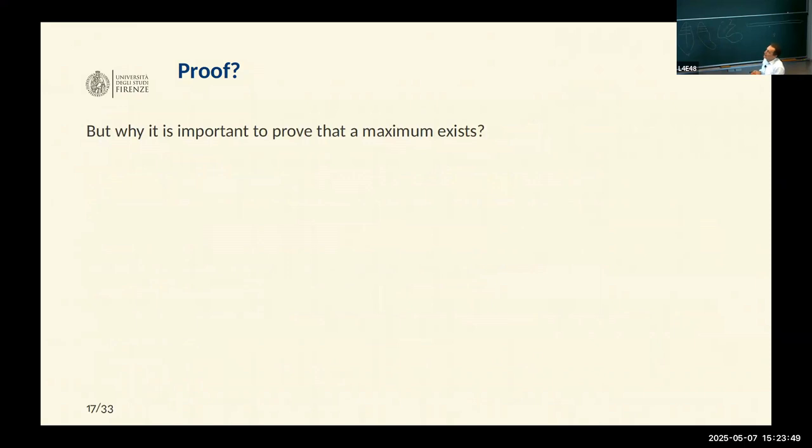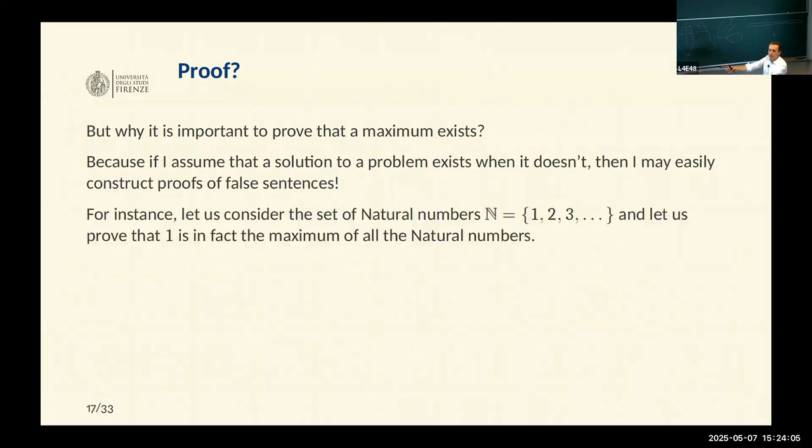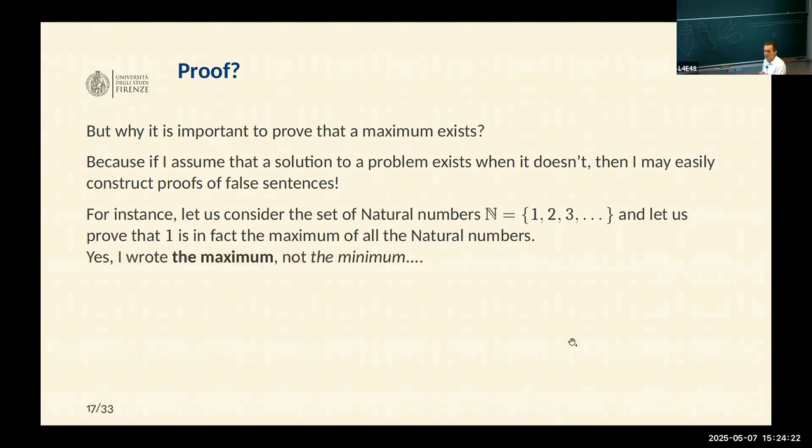Okay, but why is it so important to prove that a maximum exists? He proved that going towards the ball is better, yes, if a solution exists. But if a solution doesn't exist, maybe you are saying something very stupid. Look at this. If you take a problem and something that you really know is wrong, but you assume that a solution exists, you can prove something very stupid. Take the natural numbers, 1, 2, 3, and so on. Let us prove that 1 is the maximum of the natural numbers. The maximum, not the minimum. Of course, it is the minimum, not the maximum. Okay, look at this proof.